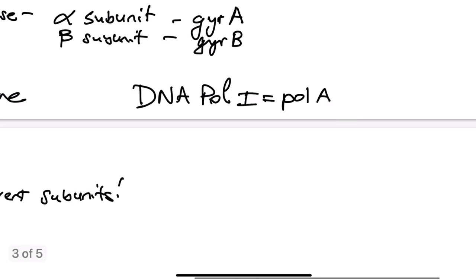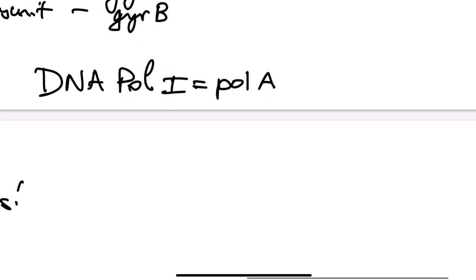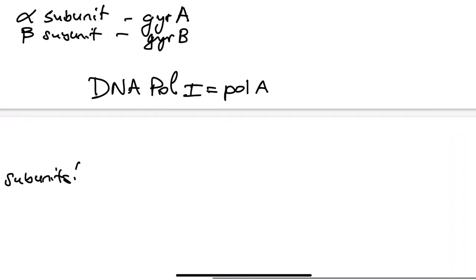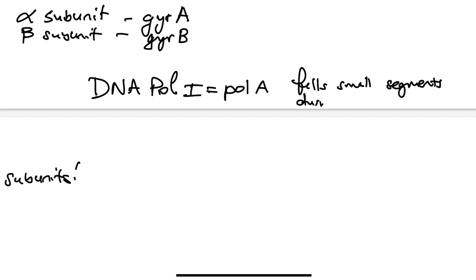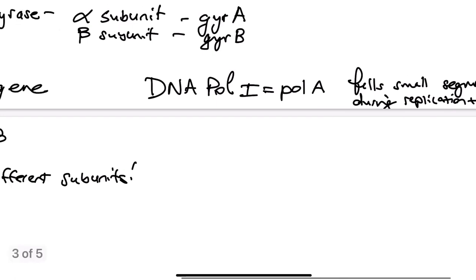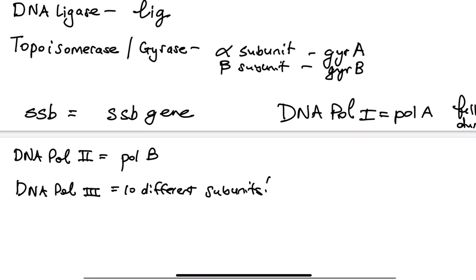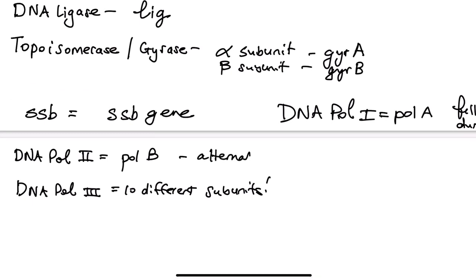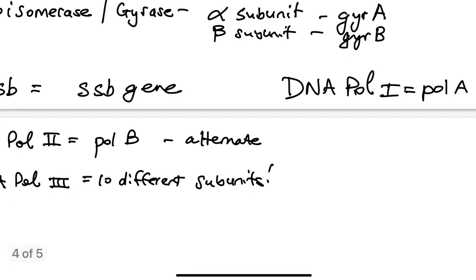So if we talk about our poles in sequential order here, DNA pole 1 fills in all the small segments during replication and repair. If we look at DNA pole 2 or pole B, it is an alternative pole to replicate damaged DNA. So it's not the main one, right? It's going to help wherever there's damage. So an alternate pole to replicate damaged DNA.